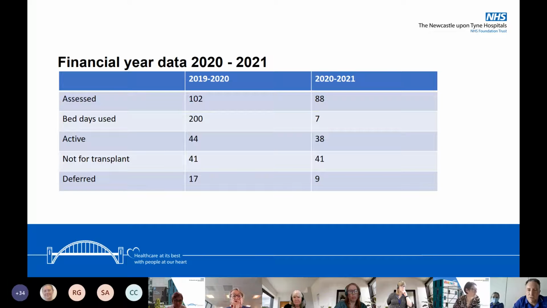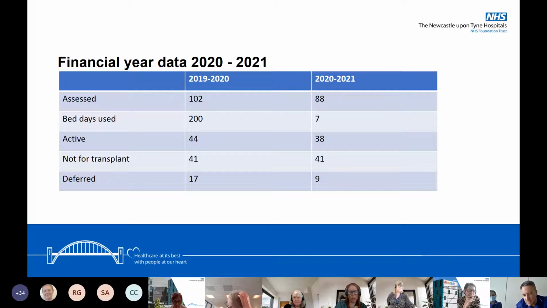And so we assessed in the following year for routine assessment 88 patients. So the first one of our day case was at the end of April, as I said earlier on. So there was a few, about 10 or 12 from March and the start of April, who didn't get assessed. So 88 patients, and we used in that financial year 7 bed days. So we saved 193 bed days. Of those 88, we made 38 active, and we declined 41, and we deferred 9.